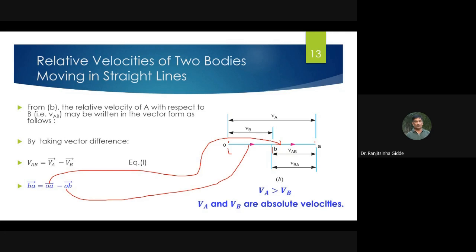Now here, what we are observing, this is A. So vector BA means relative velocity of A with respect to B.